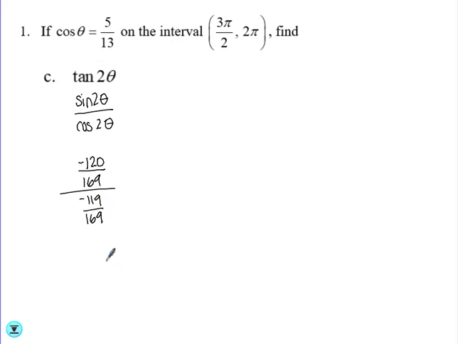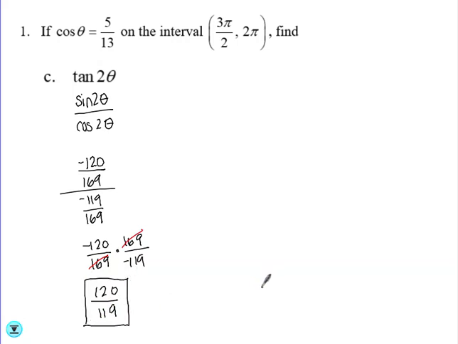Since we have a fraction divided by a fraction, we need to keep the first fraction the same and multiply by the reciprocal of the second fraction. The 169's cancel out, so we are just left with 120 over 119. And that's it. If you use the tangent of 2 theta identity, you should get the same answer.